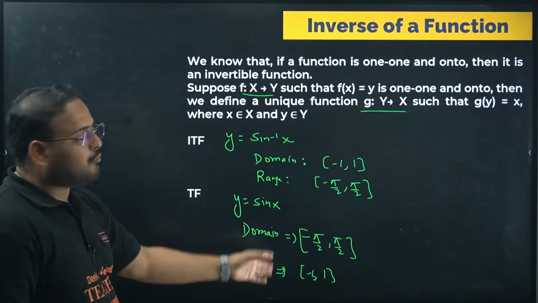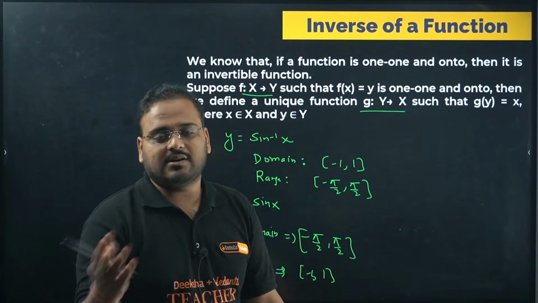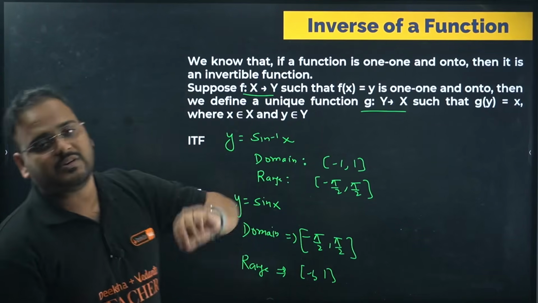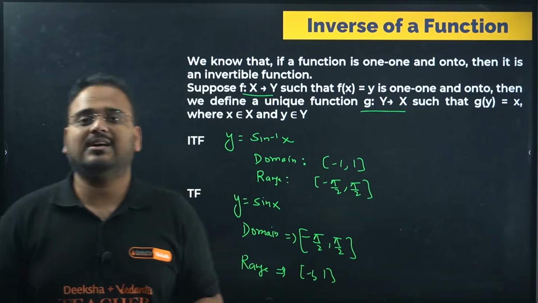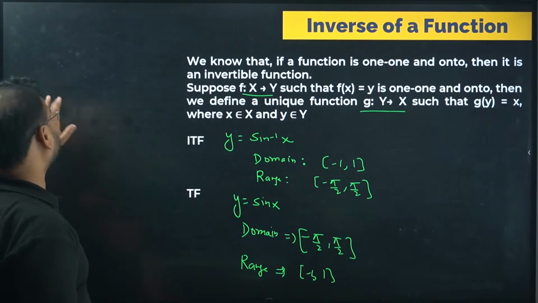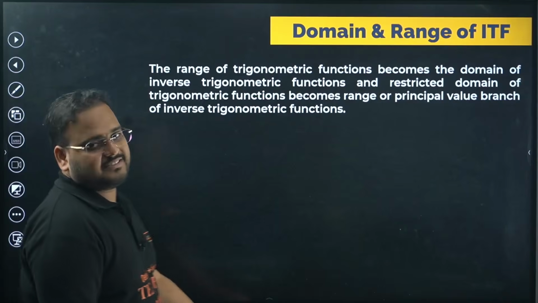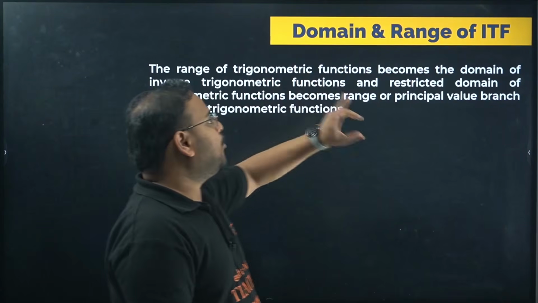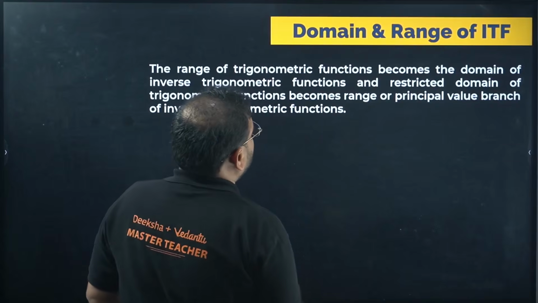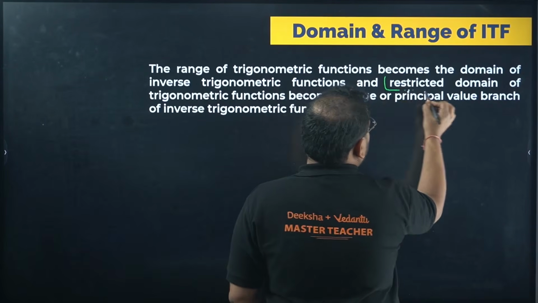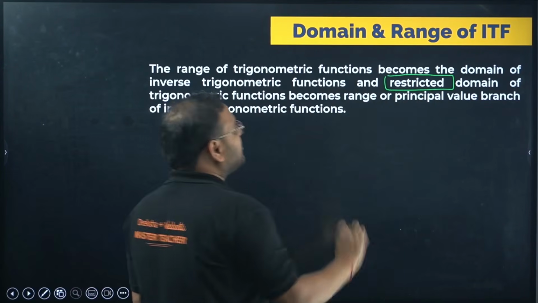Of course, we'll have more situations like this in all the 6 ITFs, for example cos inverse, tan inverse, sec inverse, cosec inverse, and cot inverse. We'll see all of that, no problem. But right now, that is it. Same thing written over here. Domain and range interchange. Okay, they interchange each other. So once we find this value, we interchange the domain and range.